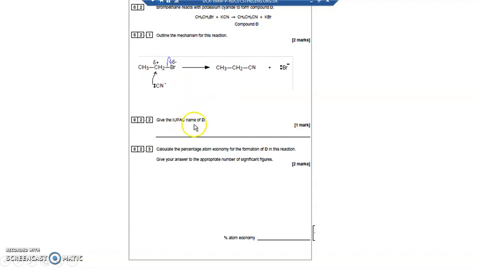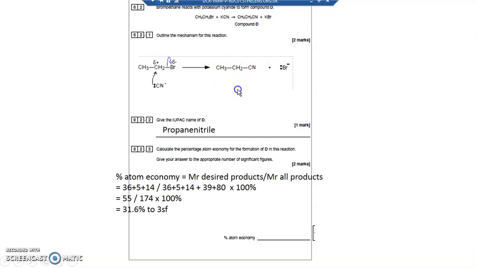Give the name of this compound here. It is propanenitrile. Remember, there's a carbon there, 1, 2, 3, so it's propane, single bonds, and an N is a nitrile, propanenitrile. Calculate the percentage atom economy for the formation of D in this reaction. So what I do is I look at the desired product, which is this that I'm making, and divide by the Mrs of all of the products. So percentage atom economy is the Mr of the desired product divided by the Mr of all the products.